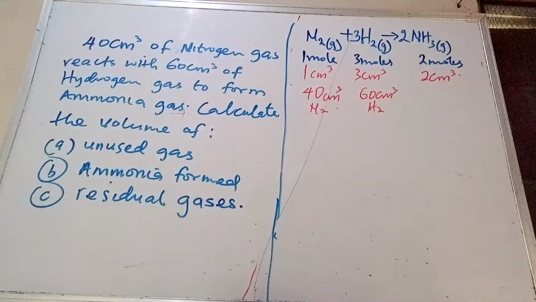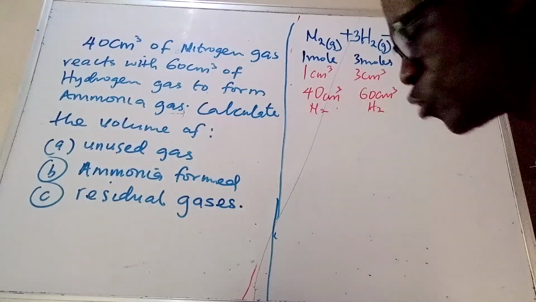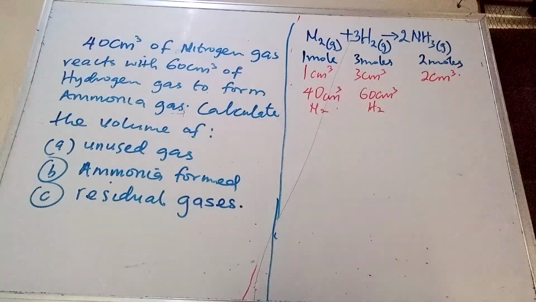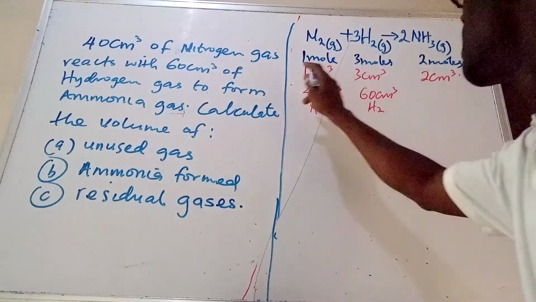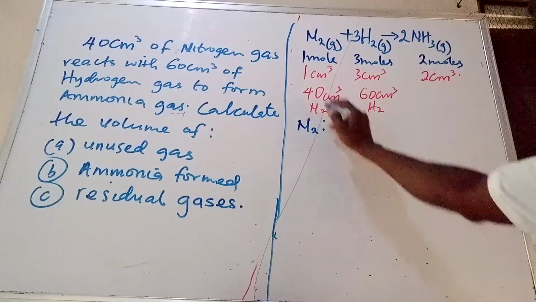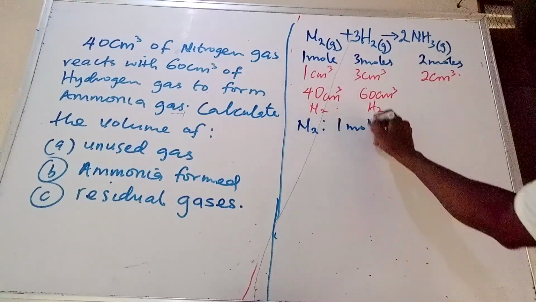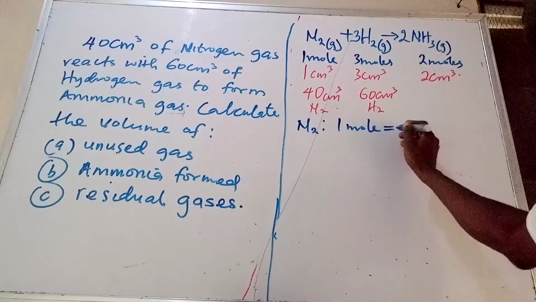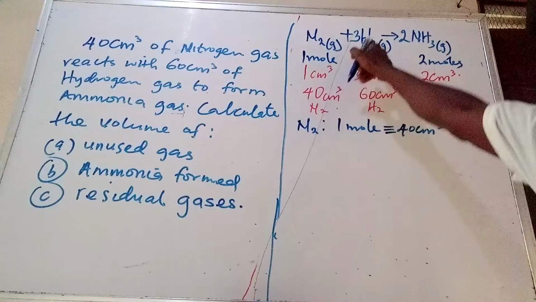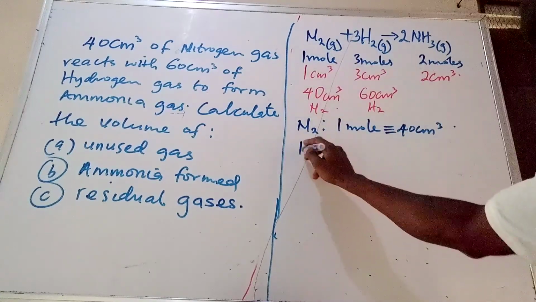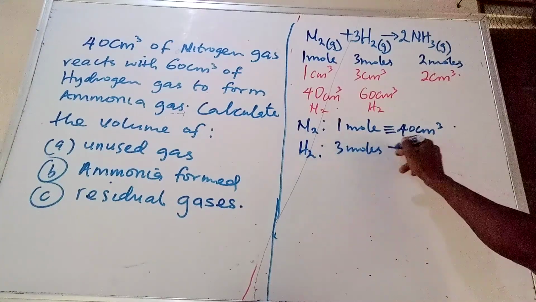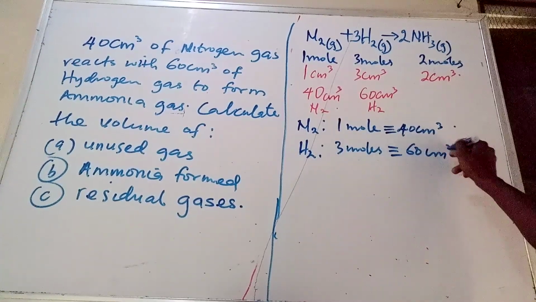Okay, you have to look for which of these will be used as a standard volume. How do I mean? It is obvious here that for nitrogen, 1 mole is equivalent to 40 cm cube. But for hydrogen, 3 moles is equivalent to 60 cm cube.